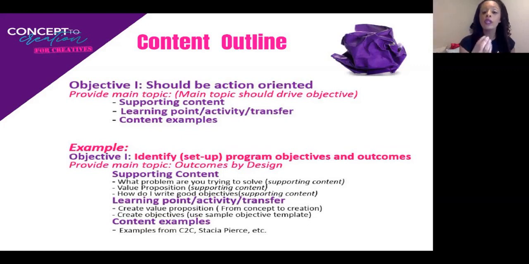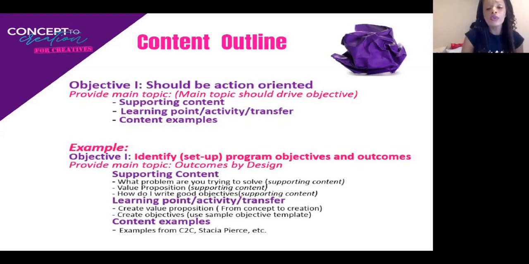And then you put in the learning points, the activity, or the transfer. So for each supporting content, you should have a type of learning point. That means you talk about it, and then you actually show them, or you give them an example as it relates to the content that you're going to do. So for example, take a look here.